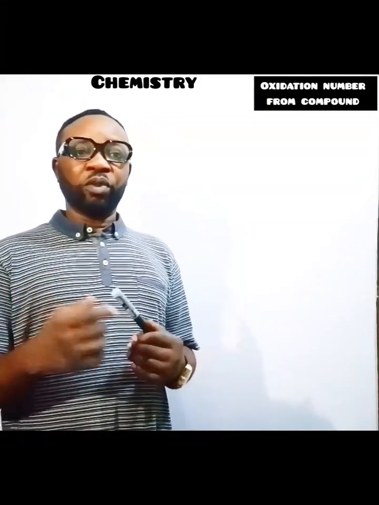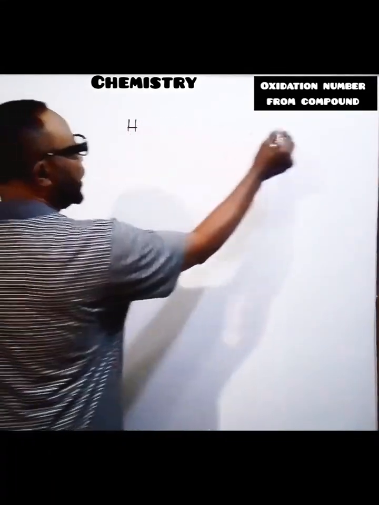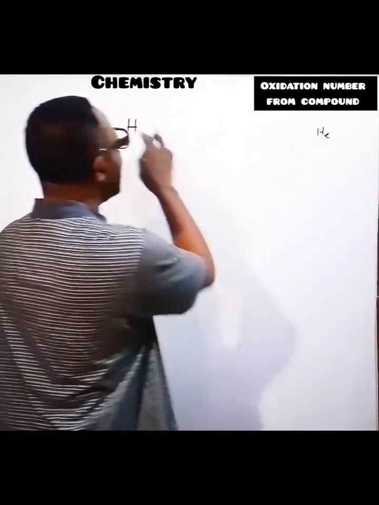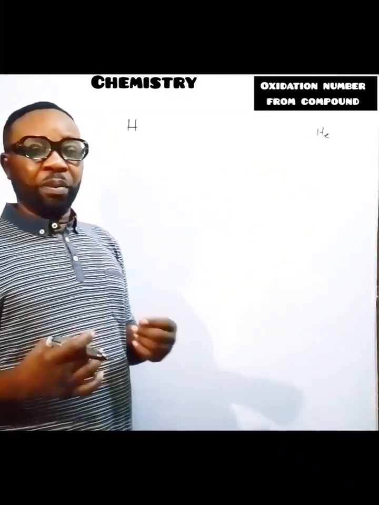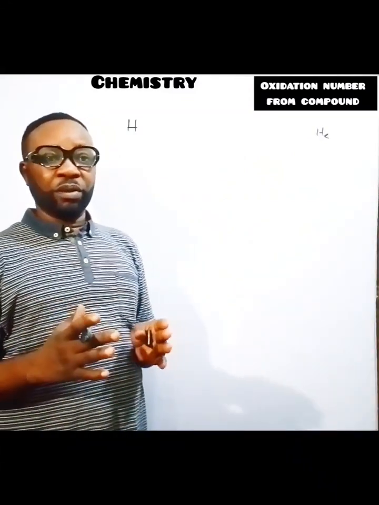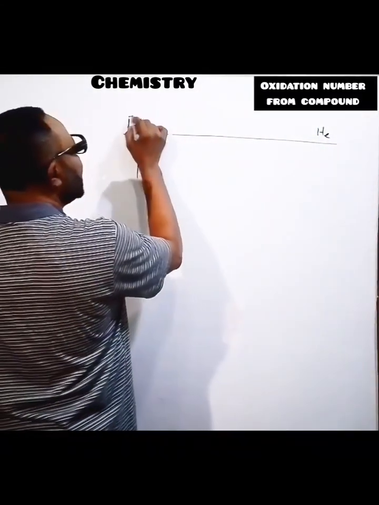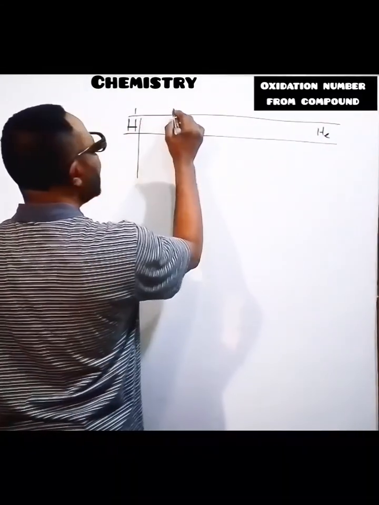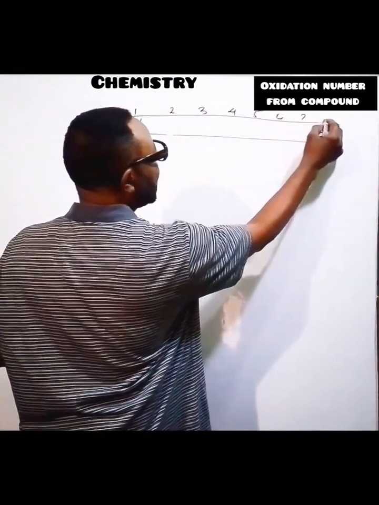First thing I'm going to do here is to draw the periodic table of the first 20 elements, from which I'll be able to deduce a few things as far as oxidation number is concerned. On the periodic table, I have 8 groups. Hydrogen and helium are placed on group 1 and 8. They are placed there for convenience purpose. So we can now go ahead to draw the periodic table like this. I have my 1, 2, 3, 4, 5, 6, 7, 8.